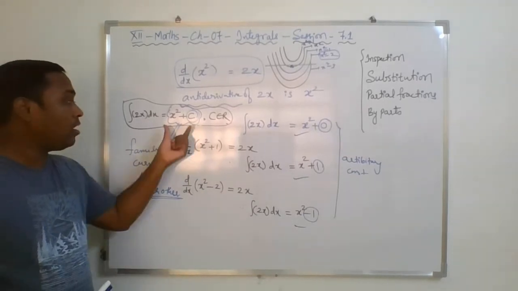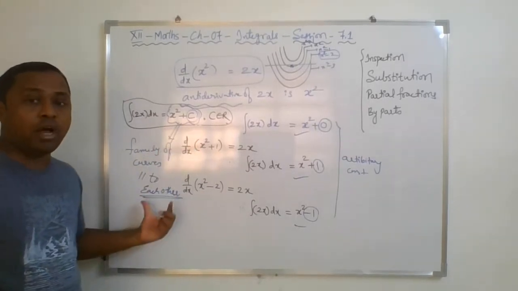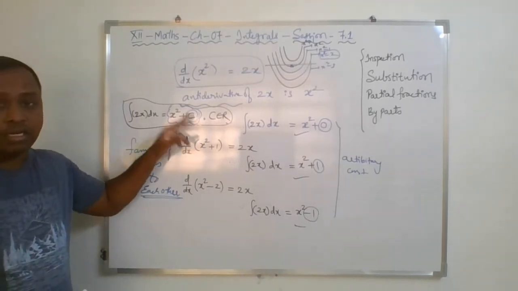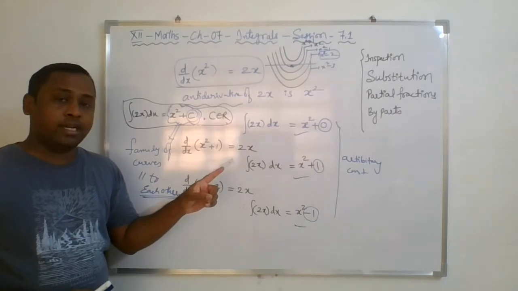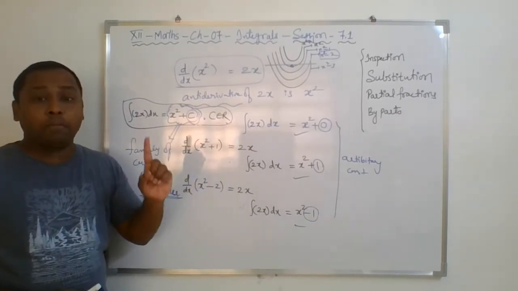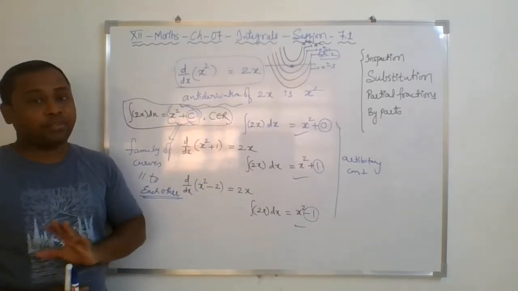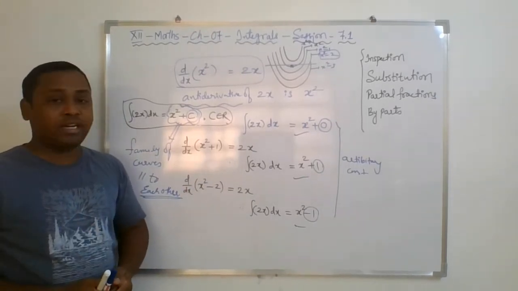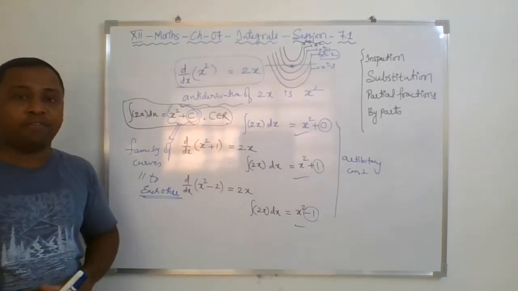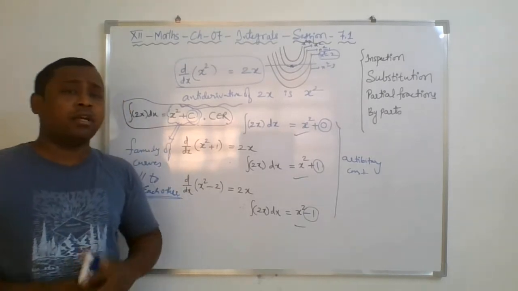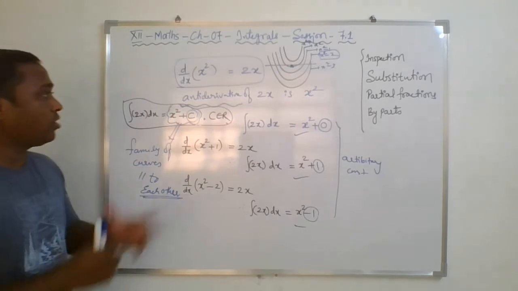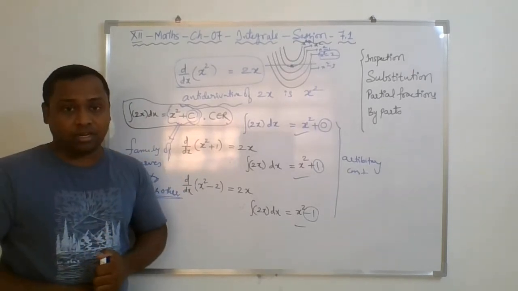Geometrically it gives a family of curves which are parallel to each other. They differ only by a constant. If you assign a constant, it will give a member of that family. That's all. It may give a member of a family of straight lines, family of ellipses, family of parabolas, family of circles, family of any curves, right? So this is all about the indefinite integral.